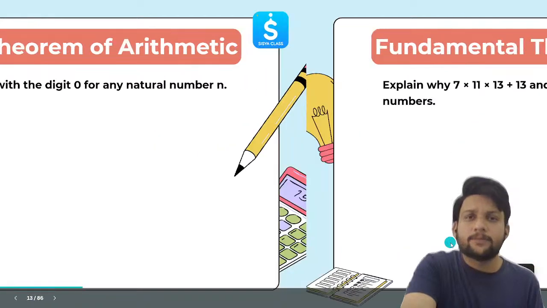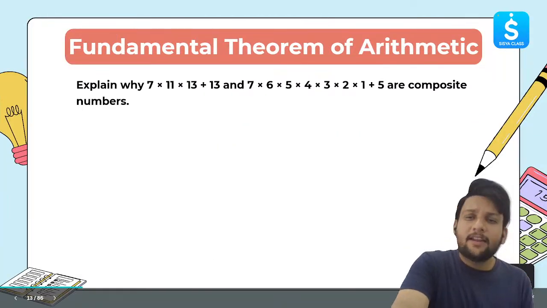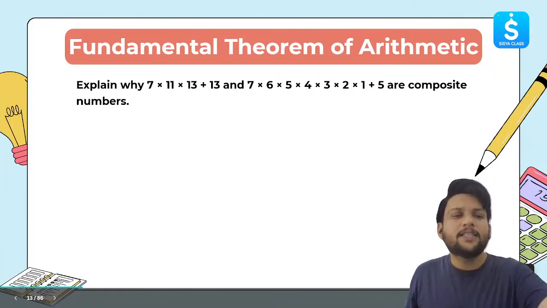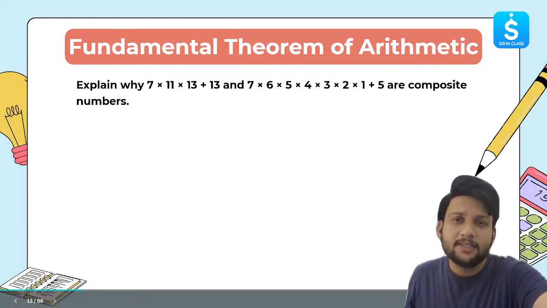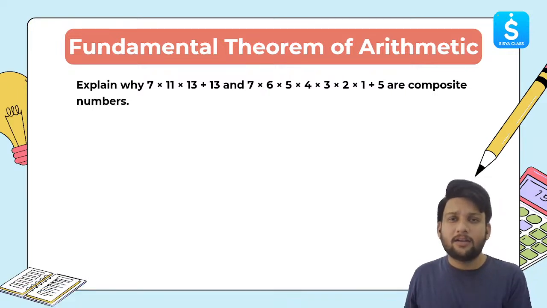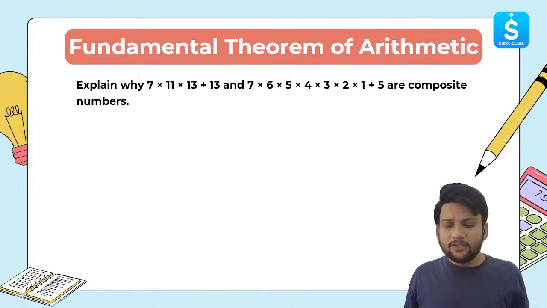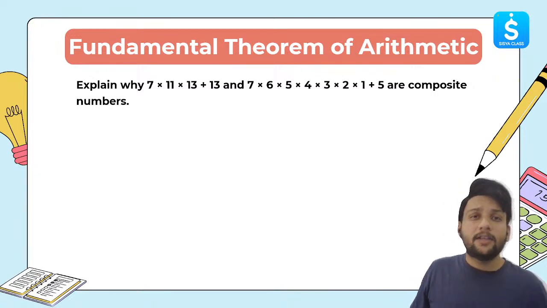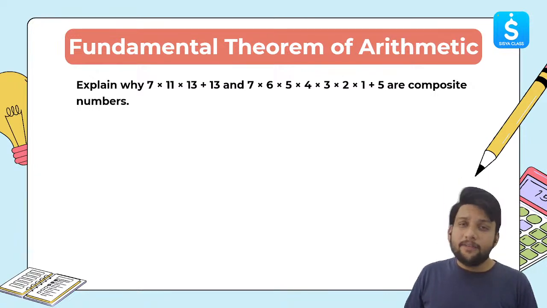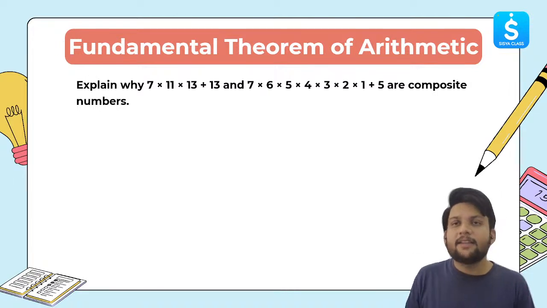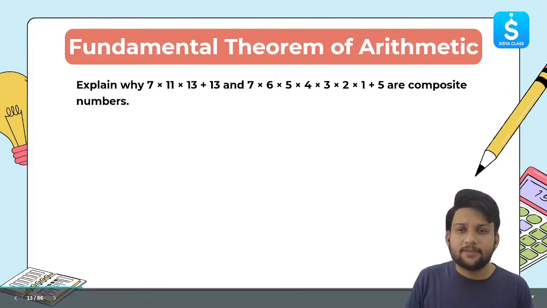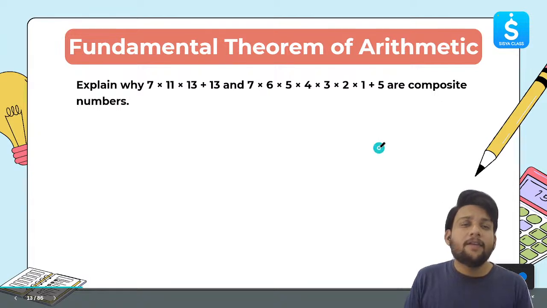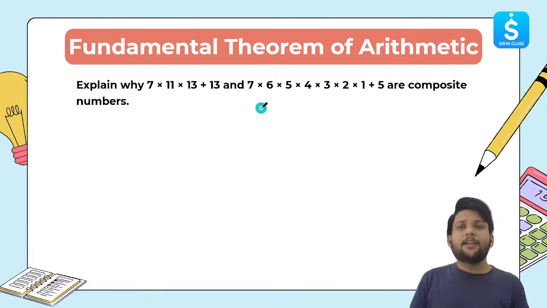Let's see one more question. One more type of question that can occur. I already told you that the domain is very small in this, and we cannot get much variety in questions. I'll be doing this type of question more, and rest assured, if you are able to understand this, you'll be able to ace it in the examination as well. So what does this question say? We have to explain why 7 times 11 times 13 plus 13 and another number are composite numbers.